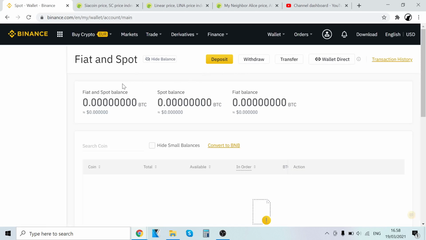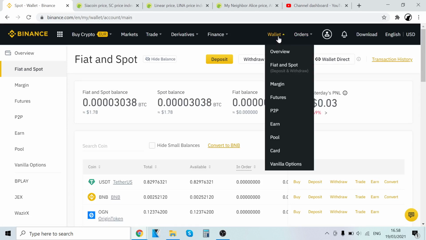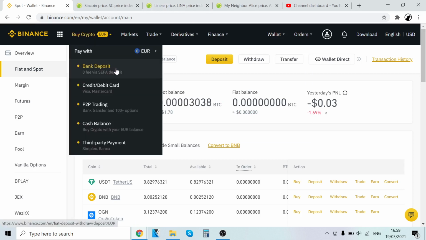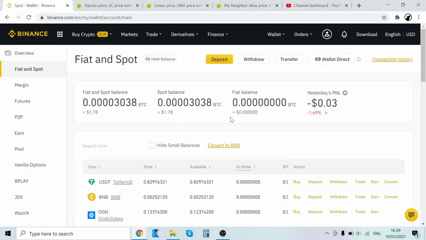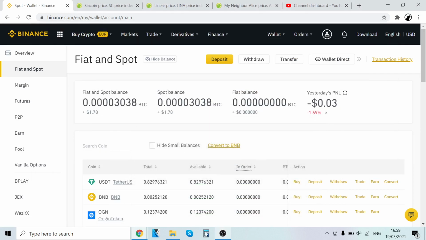Now if you don't want to buy cryptocurrencies with your credit card, you can also deposit them. So all you have to do here is go to wallet, and again here, and here you can have the deposit. Okay, so you can get cryptocurrencies into your Binance account without buying them. But if you're a beginner, just buy here. You will get it instantly. It's very easy. I just showed you how to do it.